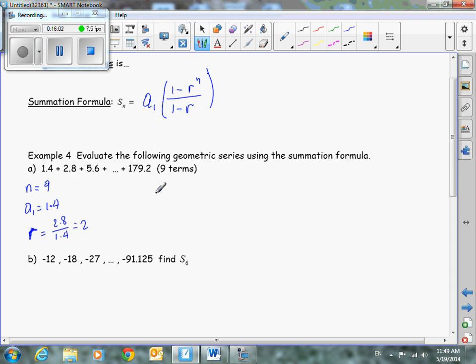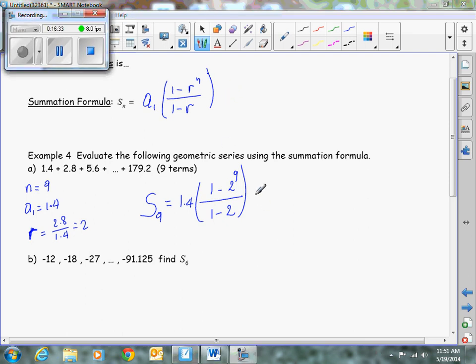Once I reach this level and I'm looking for S what? Instead of N, it is S9, because N is 9, is equal to A1, which is 1.4. You open a parenthesis, you put 1 minus 2 to the power of 9 over 1 minus 2. You know how to put this on your calculator? If you do, great. If you don't, watch me. So the answer here is equal to 715.4.